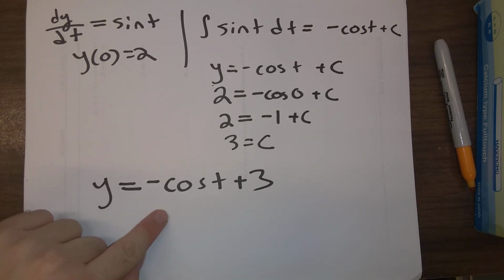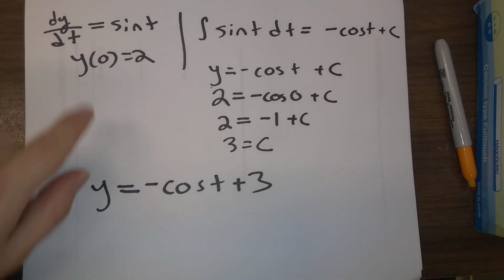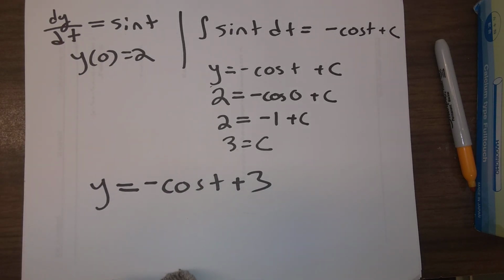So we take the derivative of this, we get sine t. And if we plug in 0, we get 2. So that checks out.